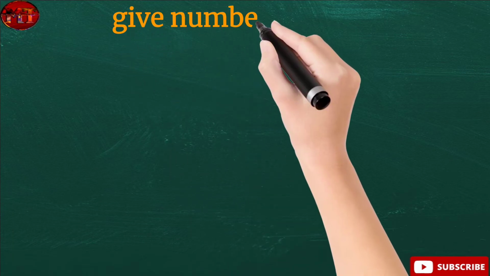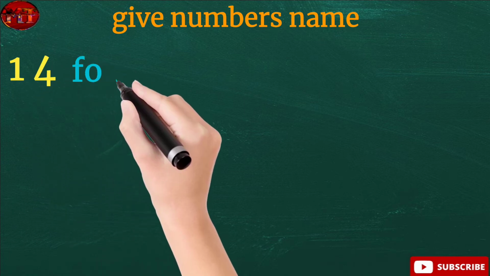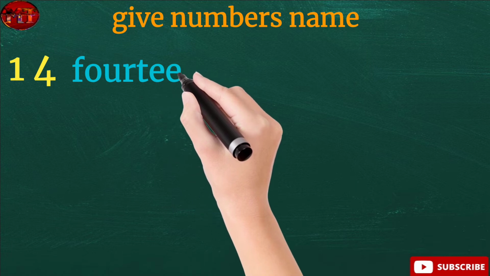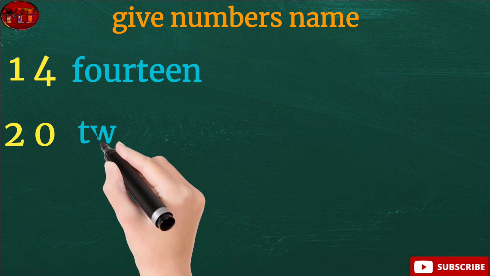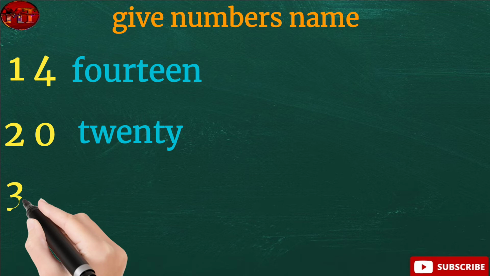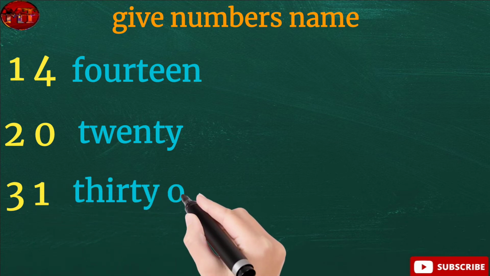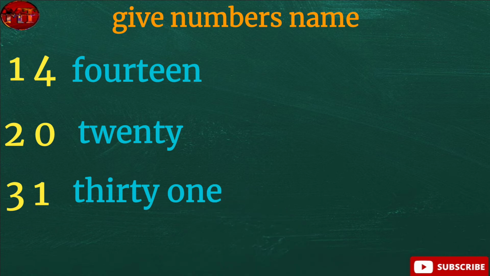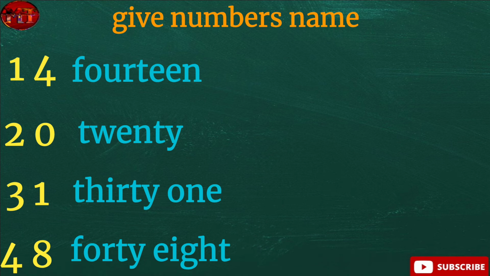Give number name. 14. Fourteen. 14. 20. Twenty. 20. 31. Thirty-one. 31. 48. Forty-eight. 48.